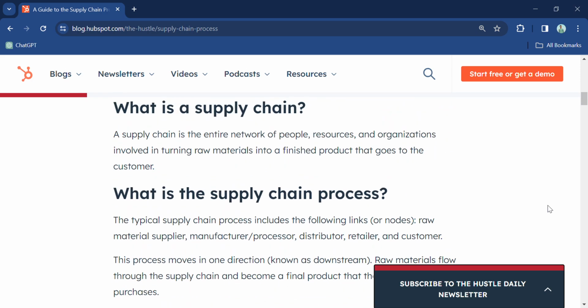What is a supply chain? A supply chain is the entire network of people, resources, and organizations involved in turning raw materials into a finished product that goes to the customer.